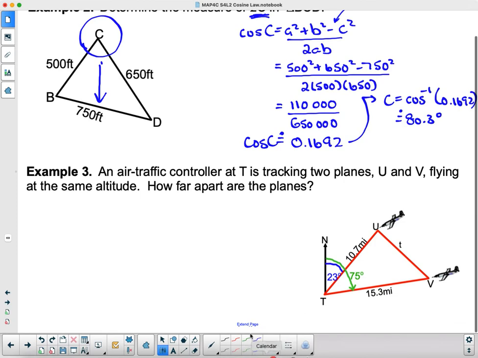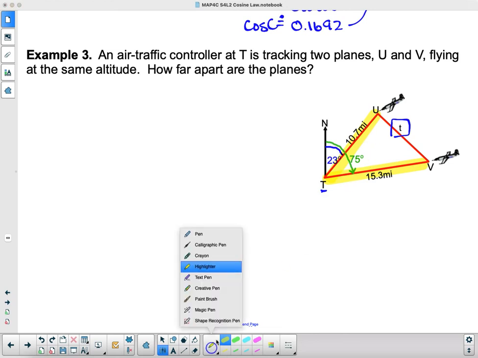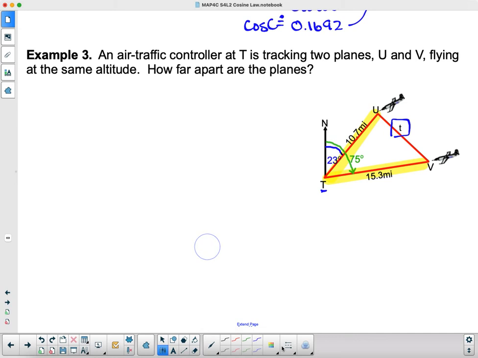Okay, so now we have a word problem here. This isn't a very difficult word problem because they've given you a diagram. If they give you a diagram, it's basically just an elaborate knowledge question. An air traffic controller is tracking, at T, so it's here, 2 planes, U and V, flying at the same altitude. How far apart are the planes? So it's asking us for this distance. It has given us 2 side lengths, and it hasn't directly given us the angle between them, but it has certainly given us enough information to find the angle between them.